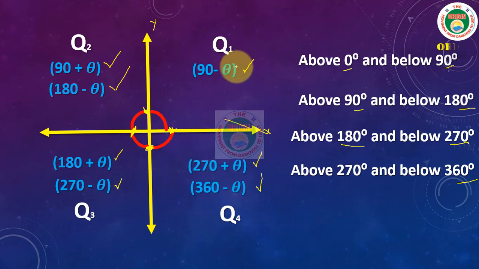Now check the angles once. Quadrant 1 has 90 minus theta. Quadrant 2 has 90 plus theta and 180 minus theta. Quadrant 3 has 180 plus theta and 270 minus theta. Quadrant 4 has 270 plus theta and 360 minus theta. So these are the types of angles existing in each quadrant.